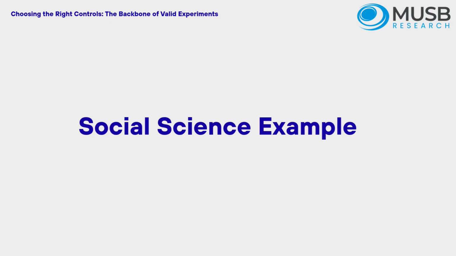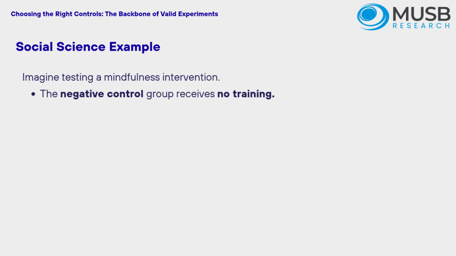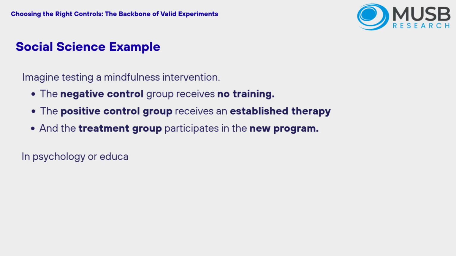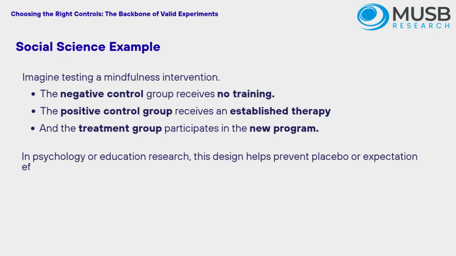Social science example. Here is an example from social science. Imagine testing a mindfulness intervention. The negative control group receives no training. The positive control group receives an established therapy, and the treatment group participates in the new program. In psychology or education research, this design helps prevent placebo or expectation effects from leading to misleading conclusions.